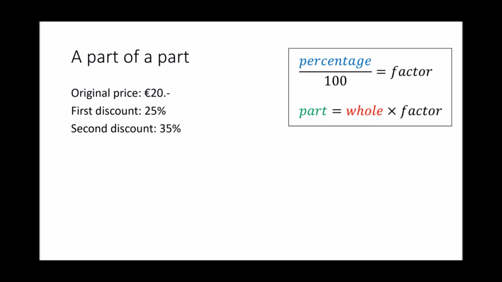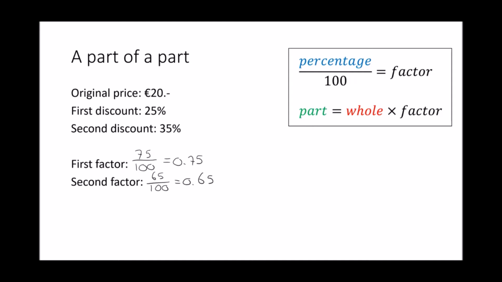Like before, we can still calculate the factor. If we have 25% discount, we still have to pay 75%. So using the first formula, we get 75 divided by 100, a factor of 0.75. For my second factor, 35% discount means I still pay 65%. Again, I divide by 100 to get a factor of 0.65.